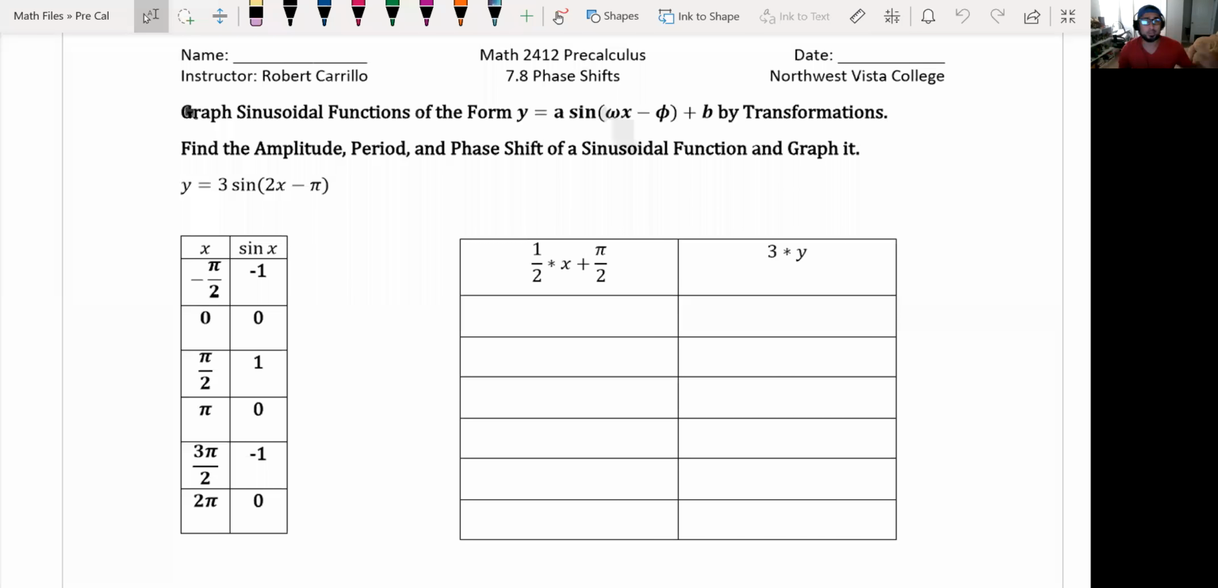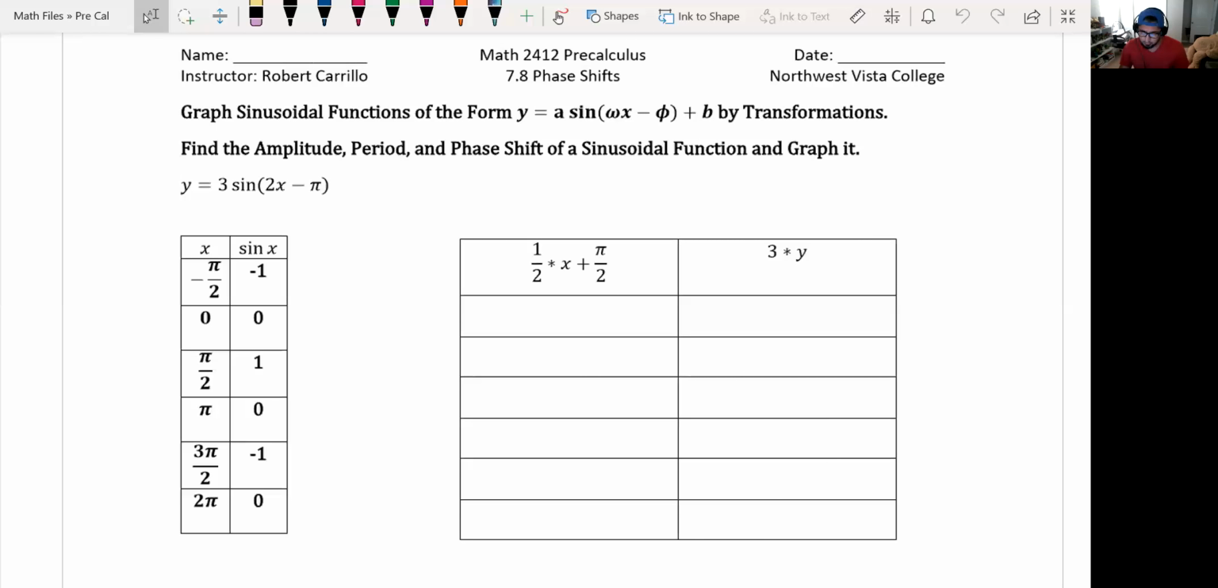All right, let's do this last section for chapter 7, 7.8. More graphing. Yay, I know. Today is about phase shifts, which is basically just a horizontal shift to the left or to the right of a trig function. It is a transformation. A phase shift is a horizontal transformation to the left or right. We just make it fancier. Phase shift for trigonometric functions.